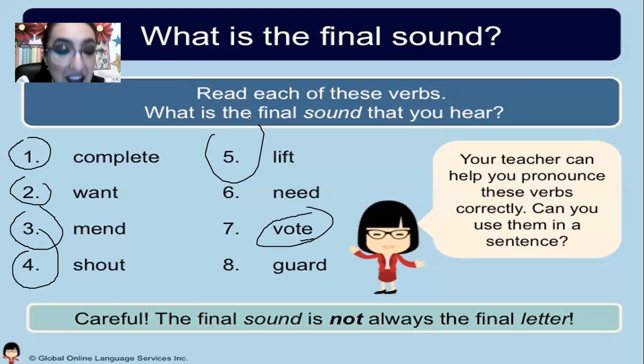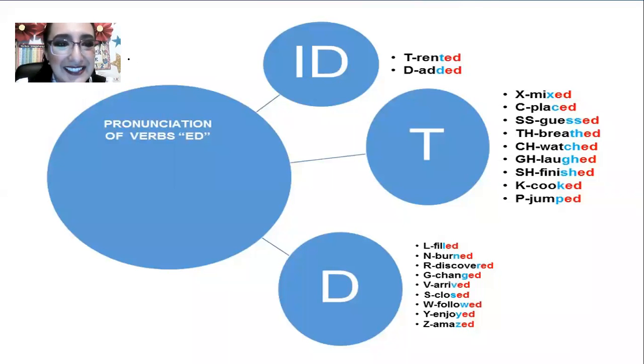Excellent. What about the number eight? Guard. Like the bodyguard. That's cool. Excellent. So you almost got it.